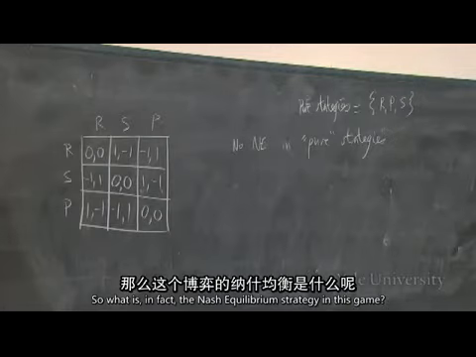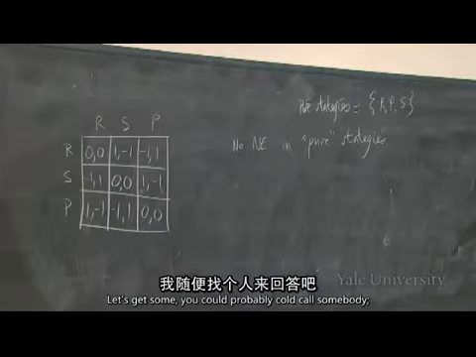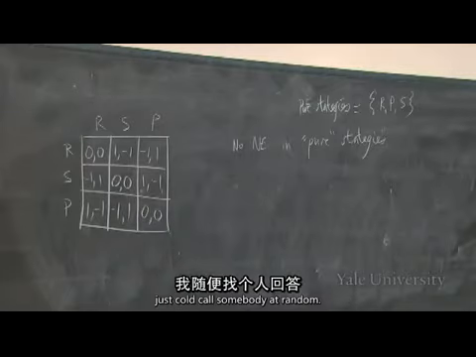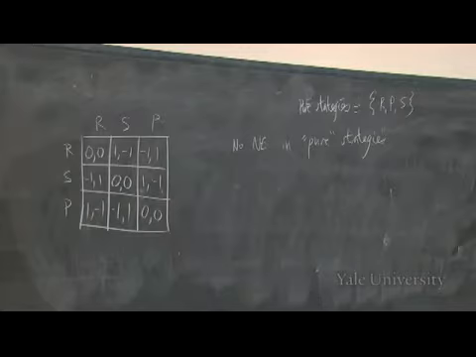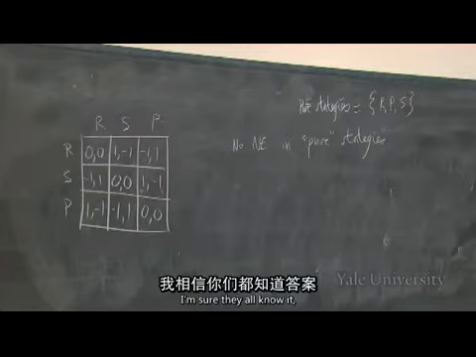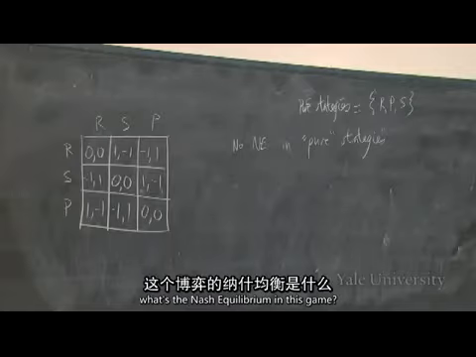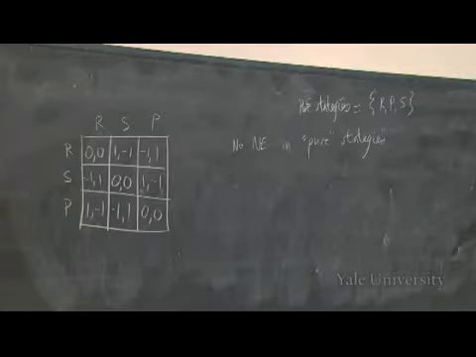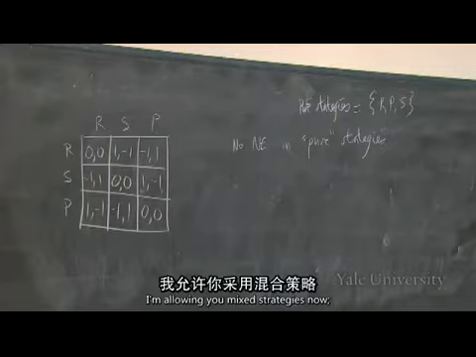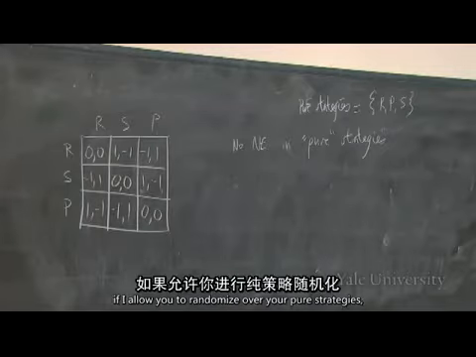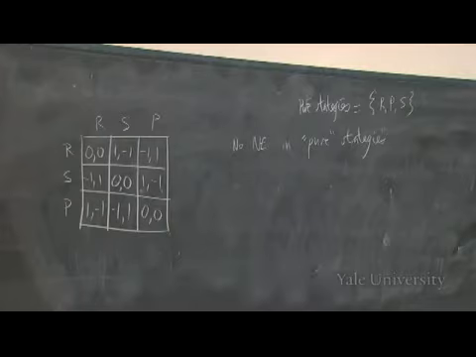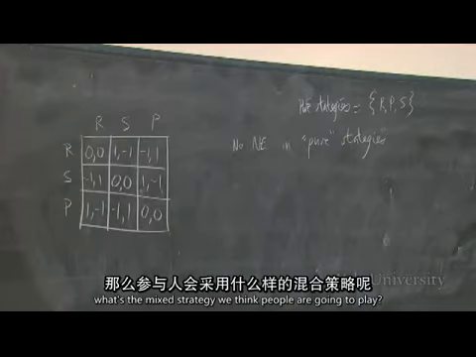So what is, in fact, the Nash equilibrium strategy in this game? We can probably cold call somebody. Rahul, do you want to cold call somebody at random? I'm sure they all know it, so just cold call somebody. So the gentleman in yellow, what's the Nash equilibrium in this game? I'm allowing you mixed strategies now, so I'm allowing you to randomize. If I allow you to randomize over your pure strategies, I'm allowing you to play mixed strategies. What's the mixed strategy we think people are going to play here?